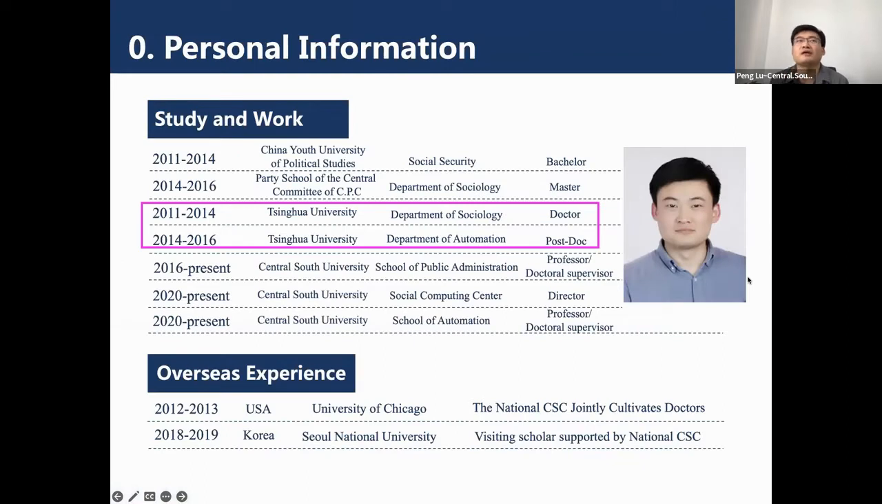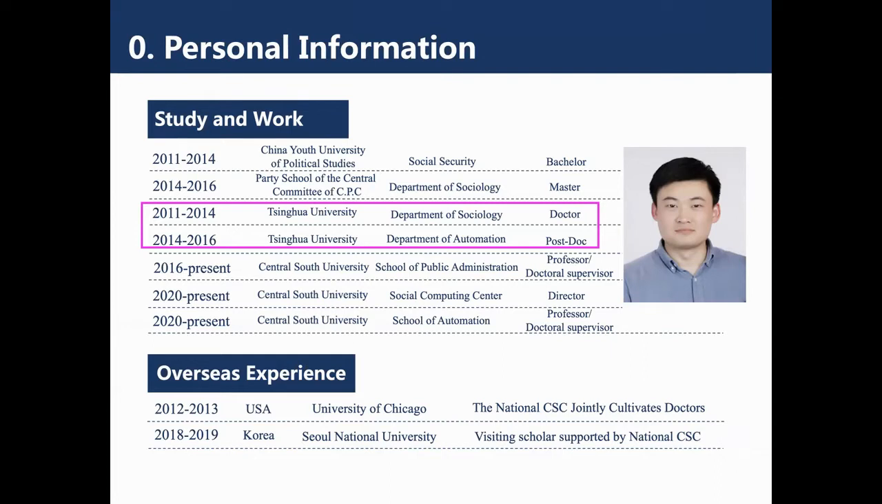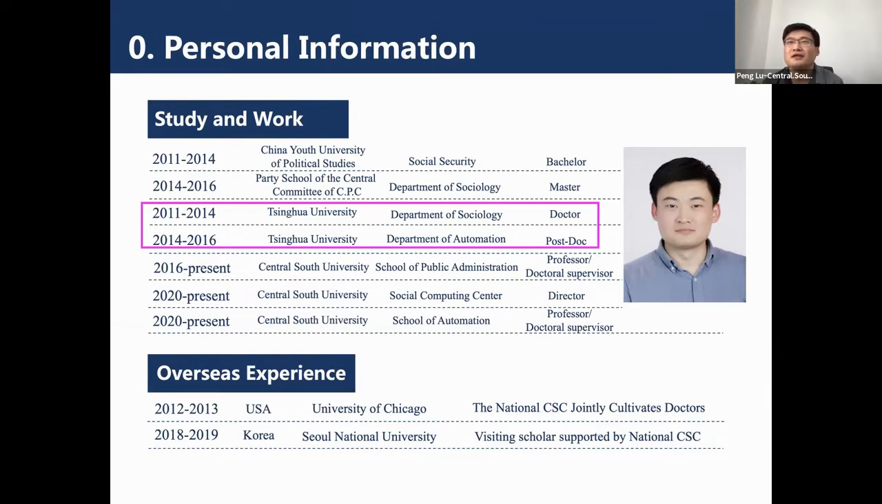First, I'd like to introduce my personal knowledge structure. This is very unique for me in the science community. My major in the PhD is sociology, and after that I had a 2-year postdoc experience at the Department of Automation. So my research method is computational social science or social computing. It's a very interdisciplinary direction. I have also visited 2 countries, the USA, at the University of Chicago, and Korea. They were both 1-year durations.